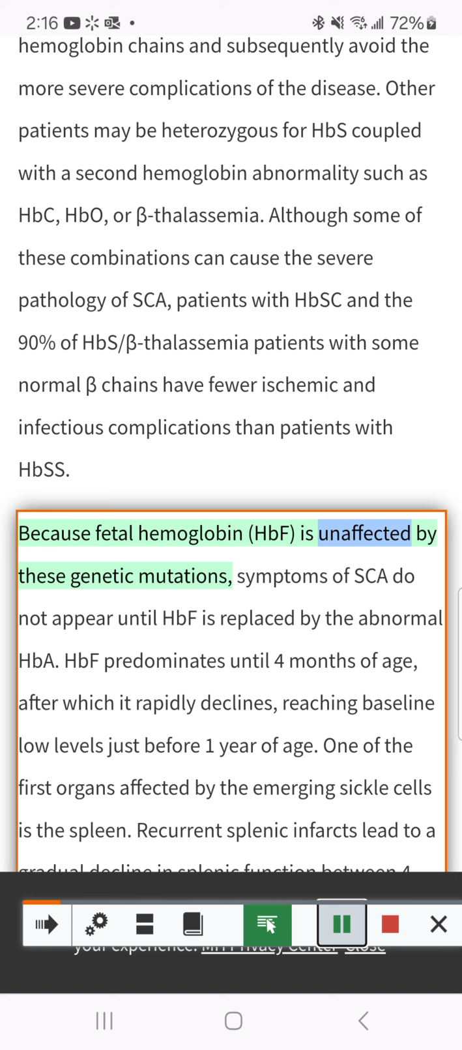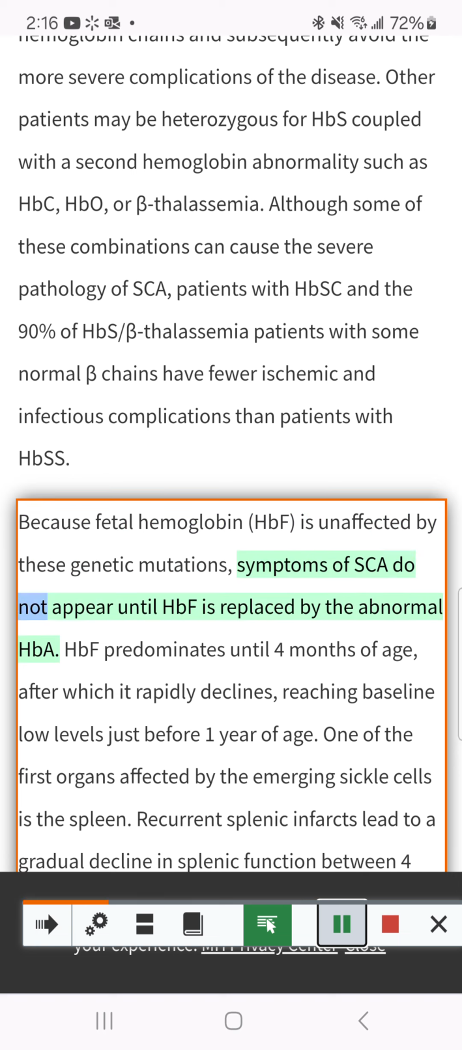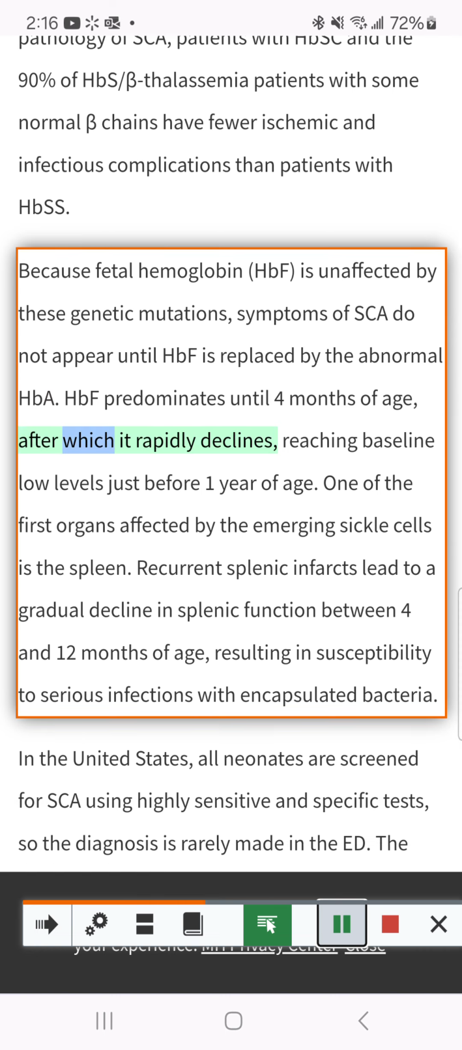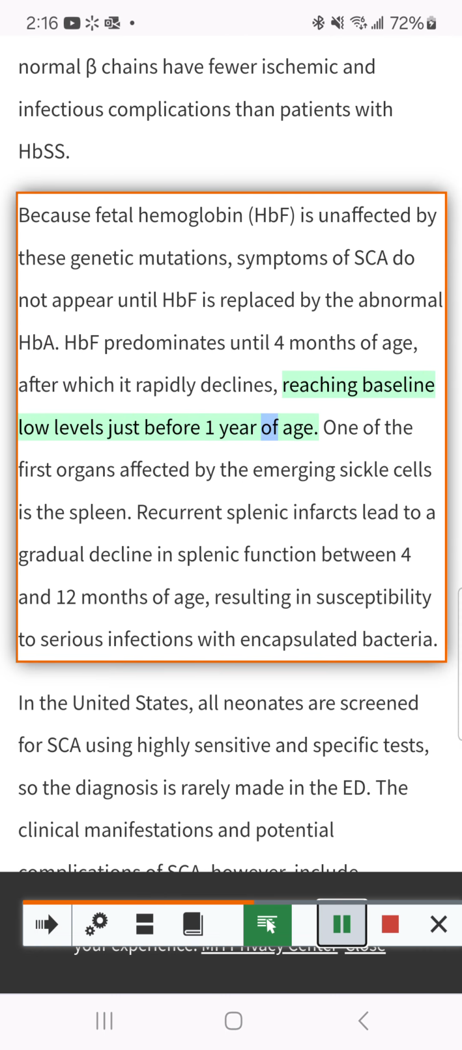Because fetal hemoglobin, HbF, is unaffected by these genetic mutations, symptoms of SCA do not appear until HbF is replaced by the abnormal HbS. HbF predominates until 4 months of age, after which it rapidly declines, reaching baseline low levels just before 1 year of age.